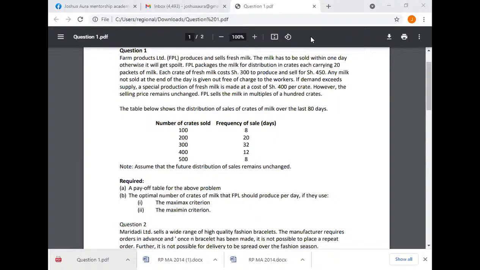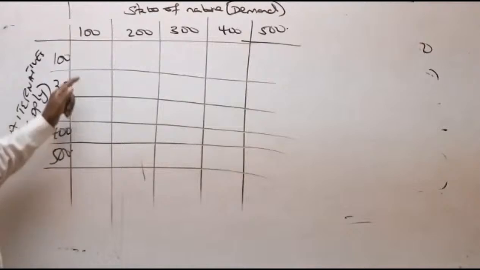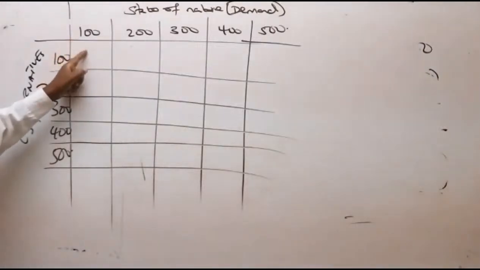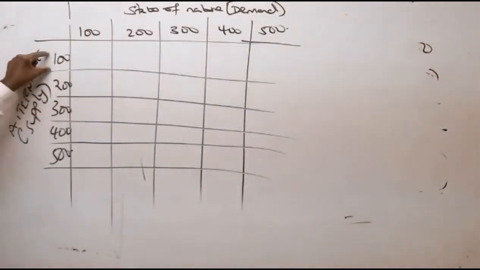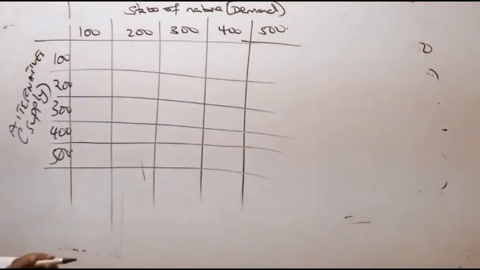So, ladies and gentlemen, where do we begin from? Look at my first cell. First cell, ladies and gentlemen, what are the outcomes here? In the first cell, we have produced 100 crates of milk. That's what we have taken to the market.